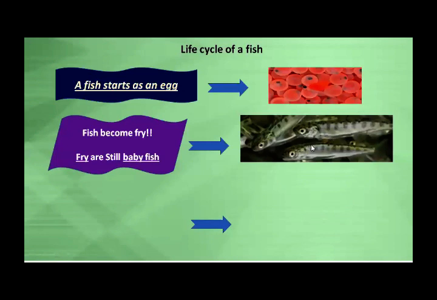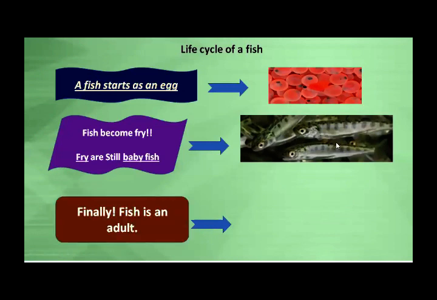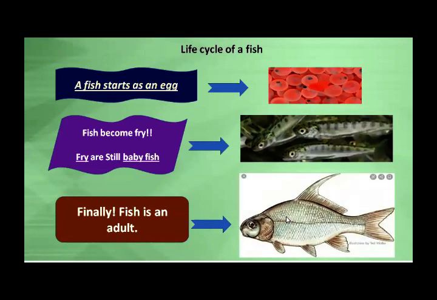So what is a baby fish? Fry. What is the name of the baby fish? Fry. Then finally the fish becomes an adult. That means it grows the tail, scales, and the fins. So you can see an adult fish. There are three stages: egg, fry, and adult fish.